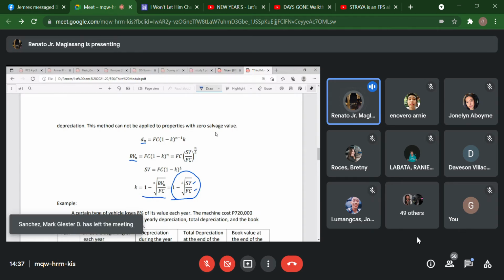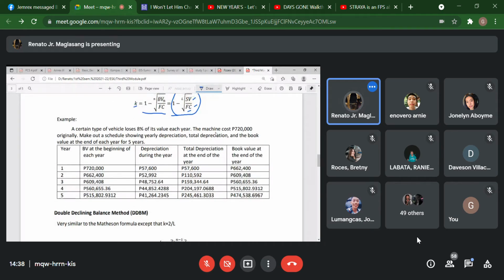So for the book value, it is equal to FC times (1 minus k) to the n, or FC is equal to the quantity of salvage value over the first cost to the power n over L. Actually, this equation derives from this one, wherein the value of k is substituted here. So salvage value is equal to FC times (1 minus k) to the L.